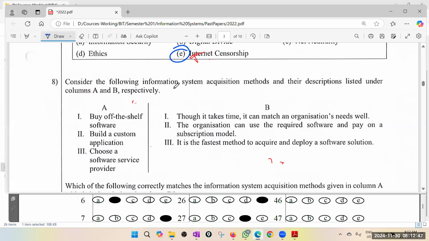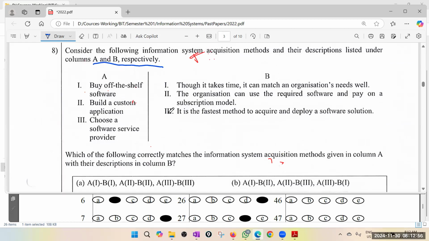So consider the following information system acquisition methods and their descriptions listed under columns A and B respectively. Right, you need to map again. Buy off the shelf, build custom software, choose the software service provider, that is outsourcing. Though it takes time, it can match an organization's needs well. So that is build custom application. We will change it if we get a better answer. The organization can use required software and pay on a subscription model. So that is software service provider. Actually, I thought this is outsourcing, but it says service provider. So that means you go for something like a subscription model.